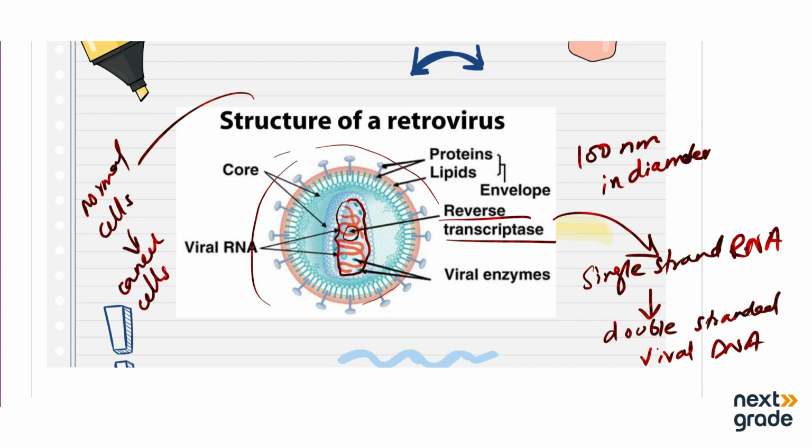Right? So this is how the structure of a retrovirus looks like. This one is the core, then these are the protein and the lipids right here, right? And these are the viral enzymes.